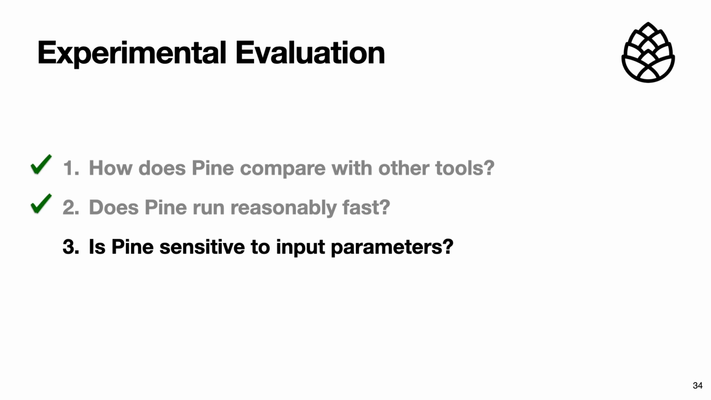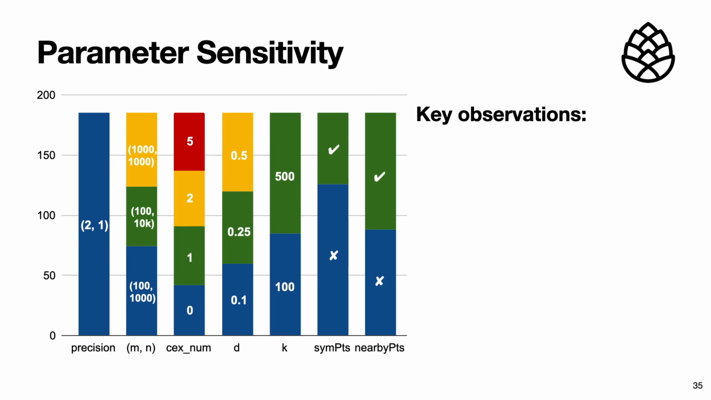Last but not least, we wanted to know how sensitive our algorithm is to input parameters. So we ran Pine on 1296 different combinations of parameters and analyzed the ones that resulted in synthesized invariants across all benchmarks. For our experiment, we had 183 such configurations. Here, the graph depicts the proportion of different settings among these successful configurations. From this, we concluded that our method is robust.